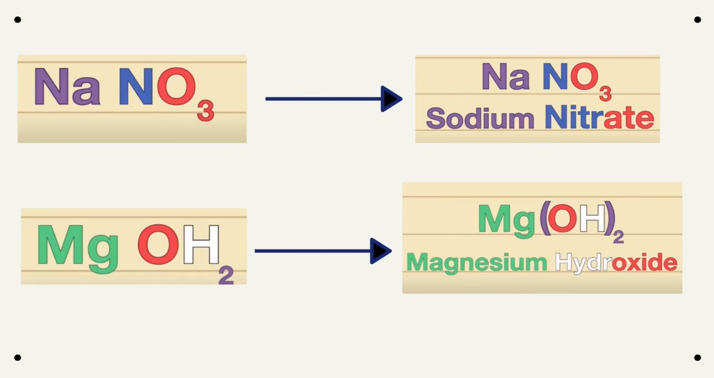For example, sodium ion and nitrate ion. The formula for the ionic compound is NaNO3. When naming an ionic compound made from polyatomic ions, we just write their names as they are. The name therefore is sodium nitrate. For our second example, magnesium ion and hydroxide ion, the name therefore is magnesium hydroxide.